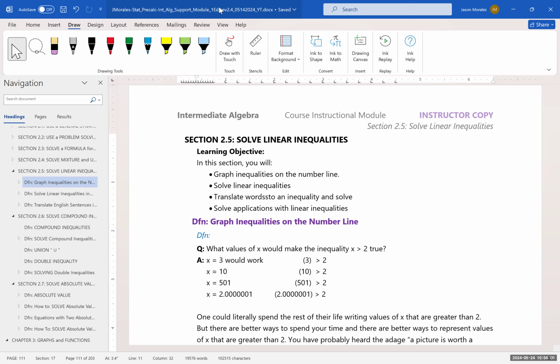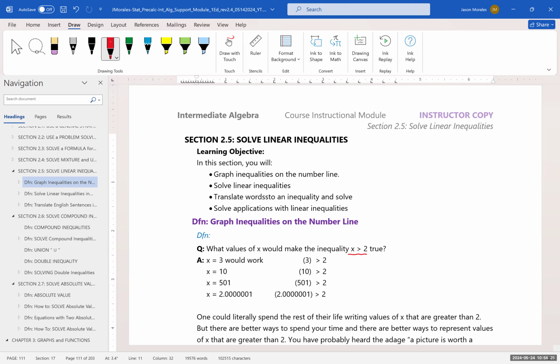Moving on to the next section. This is on solving linear inequalities. So let's first look at the definition of graphing inequalities on the number line. So the question is, what values of x would make this simple inequality true?